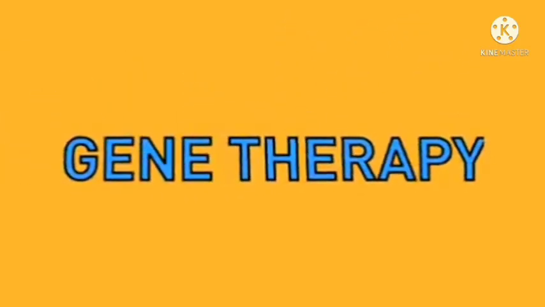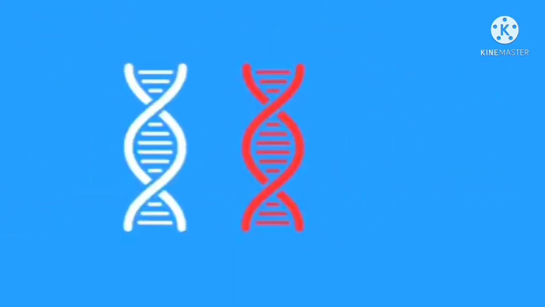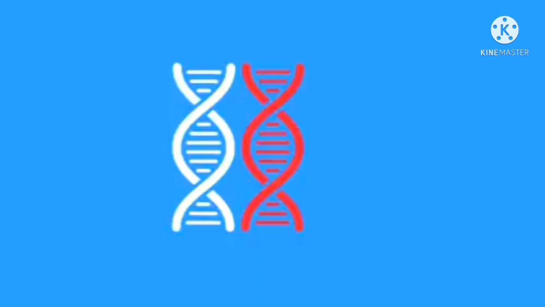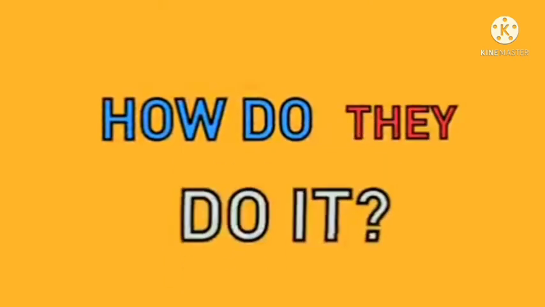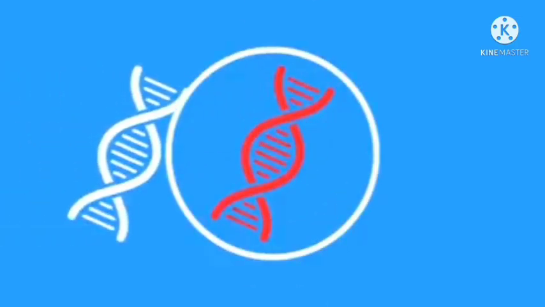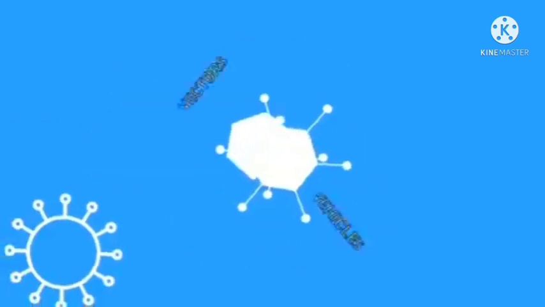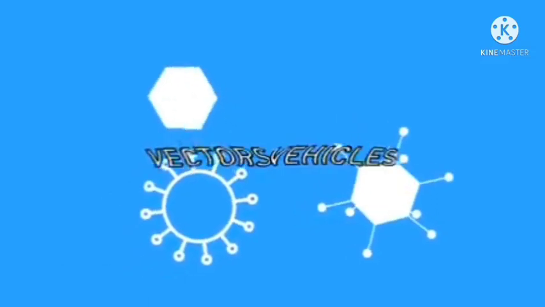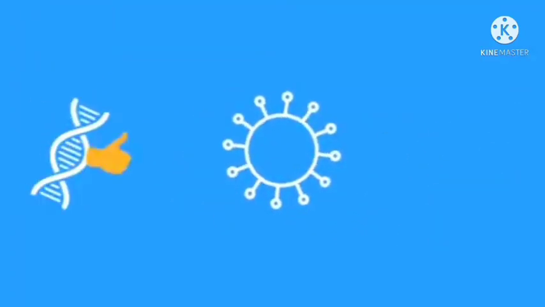Enter gene therapy. Among other things, scientists can replace a bad gene with one that is healthy, add a new gene to perform the function of a defective or missing gene, or they can turn off a problem gene. How do they do it? Say scientists want to add back a healthy copy of a gene to cells. They need an efficient way to do it. So scientists use vectors or vehicles to deliver a gene. The healthy gene hitches a ride in the vector.